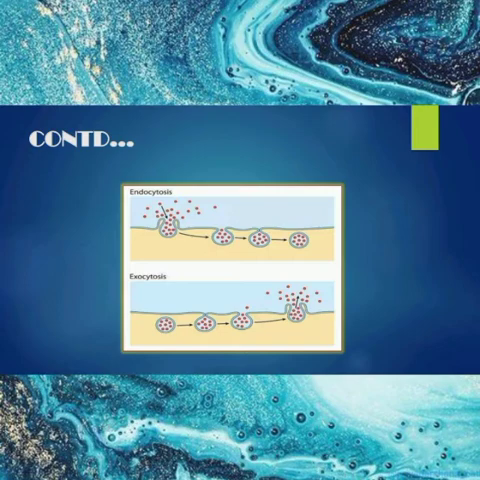Exocytosis is the opposite of endocytosis. In exocytosis, the cell creates a vesicle to enclose something inside the cell for the purpose of moving it outside of the cell across the membrane.